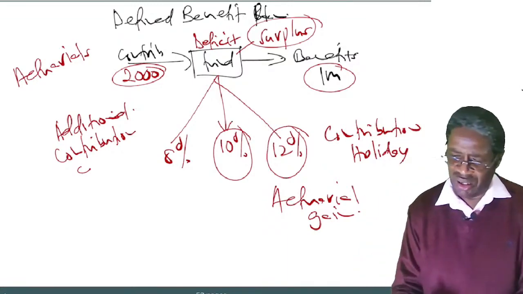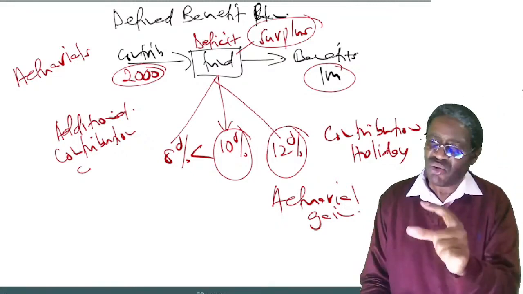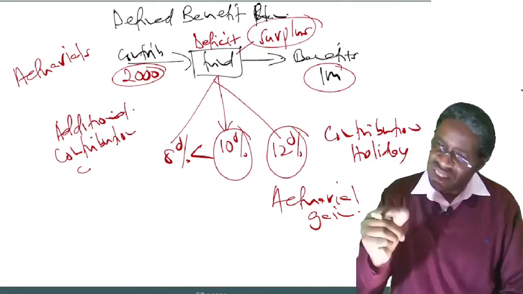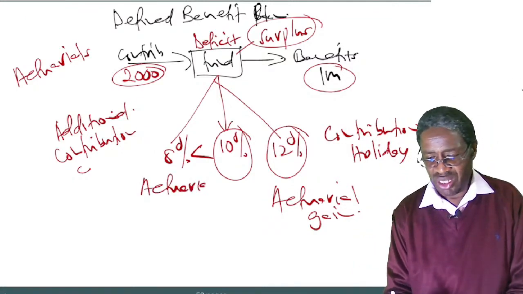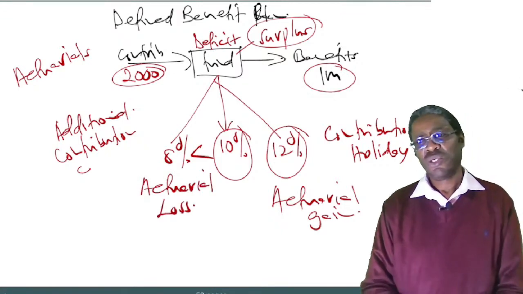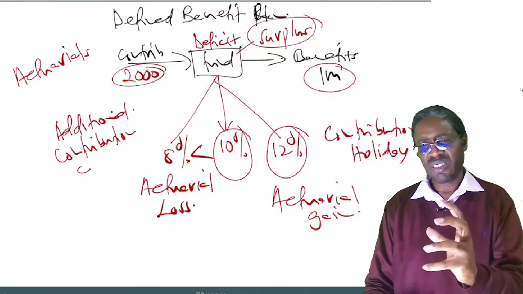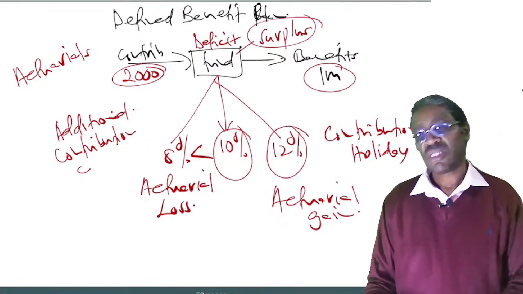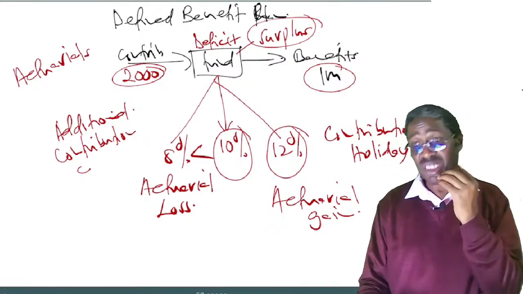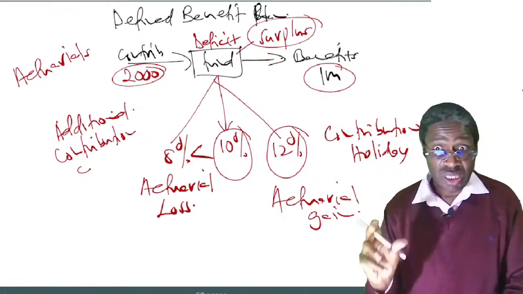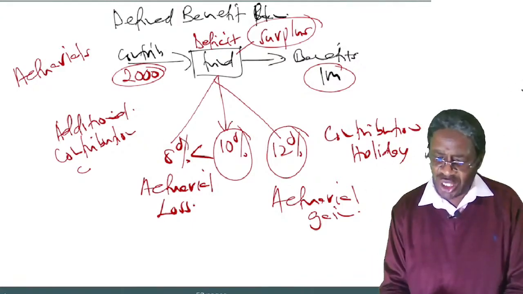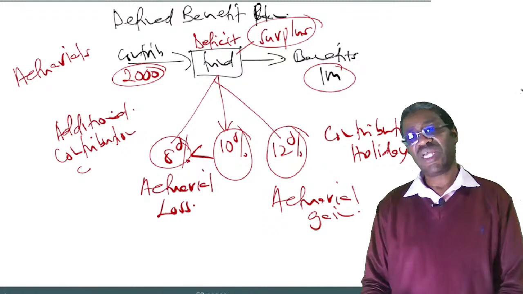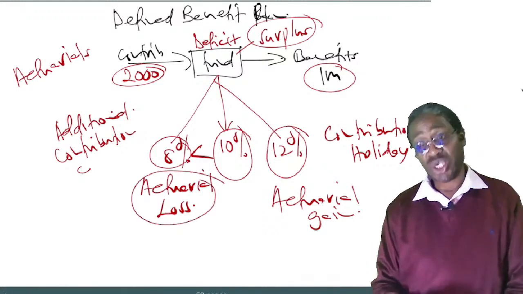But if your actual earnings now are 8%, while you projected that your fund would be earning 10%, then when the actual earnings in the fund are less than the projected earnings, that gives rise to what we call an actuarial loss. So when you are told to define an actuarial gain, it is a scenario where the actual earnings in the fund exceed the projected earnings. An actuarial loss occurs when the actual earnings in the fund are less than the projected earnings.